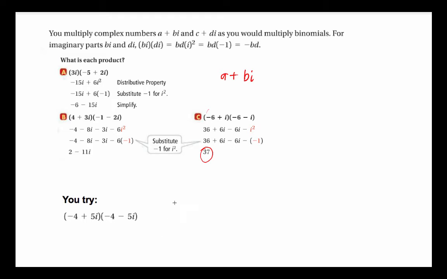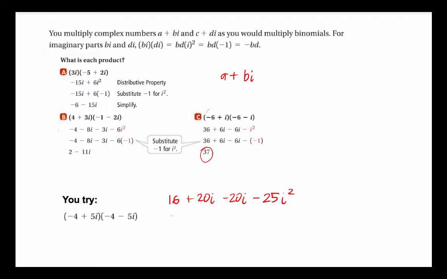Okay, so if we follow the FOIL process, we should get first terms 16, outer terms plus 20i, inner terms minus 20i, and last terms negative 25i squared.